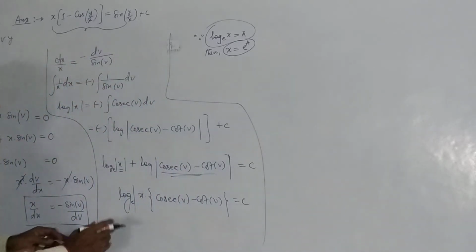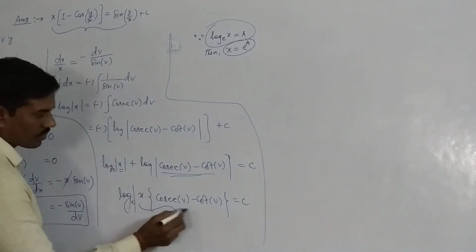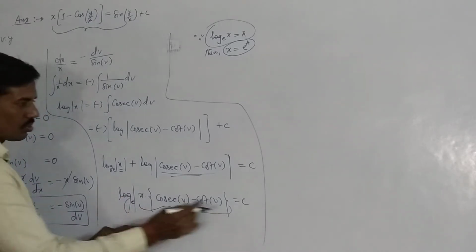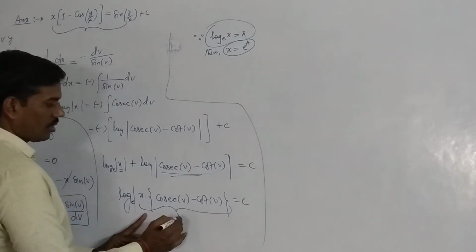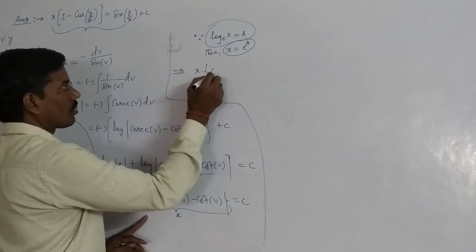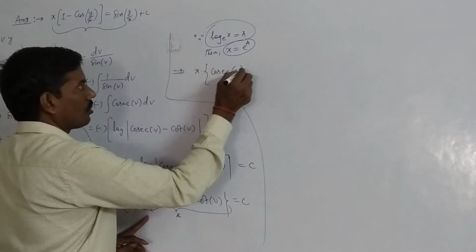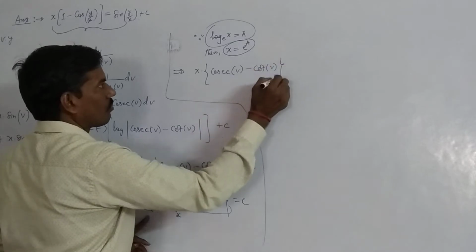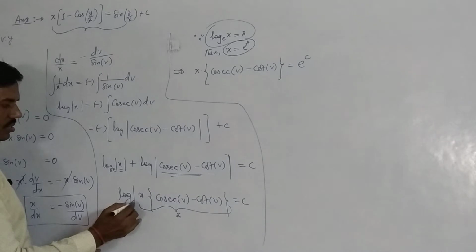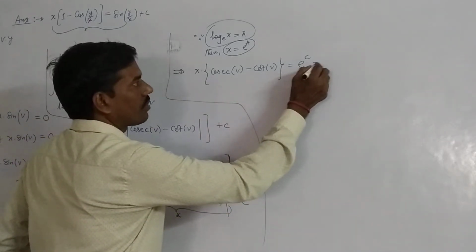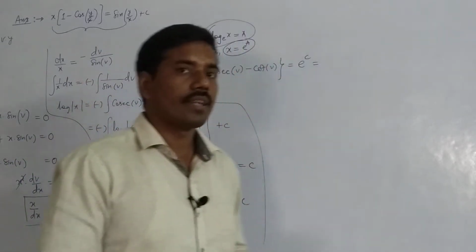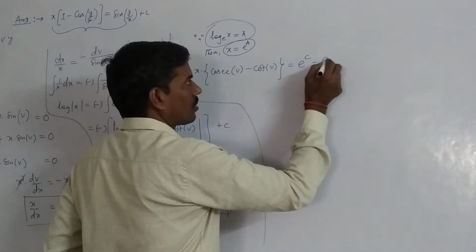Same story here also. Log of x, this whole thing is x, to the base e is equal to c, then x into cosec of v minus cot of v is equal to e to the power c. Base is e to the power c, and since c is our arbitrary or integral constant, e to the power c is also a constant c.